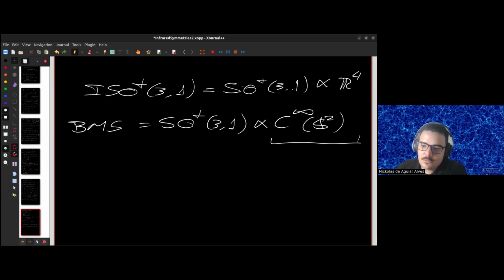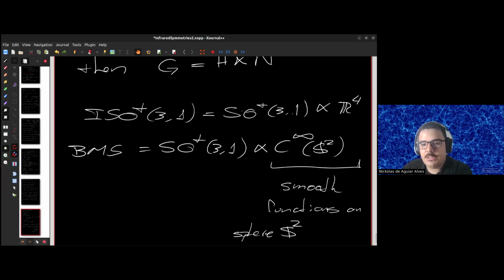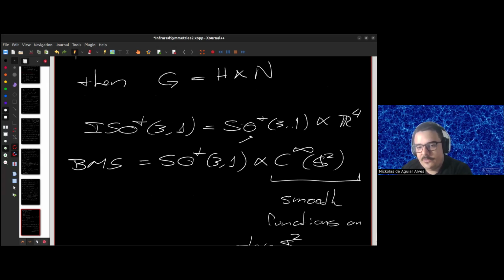smooth functions on the sphere S2. And what is important for you to notice here is that the Lorentz transformations still look the same. So you still have the Lorentz transformations in exactly the same way, but the translations were generalized to this group, which is much larger. So when you're going to talk about a translation, you only need 4 numbers because these are the components of the vector in R^4.